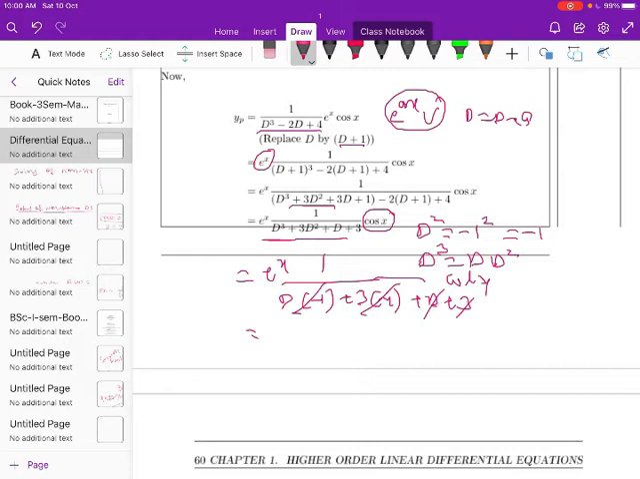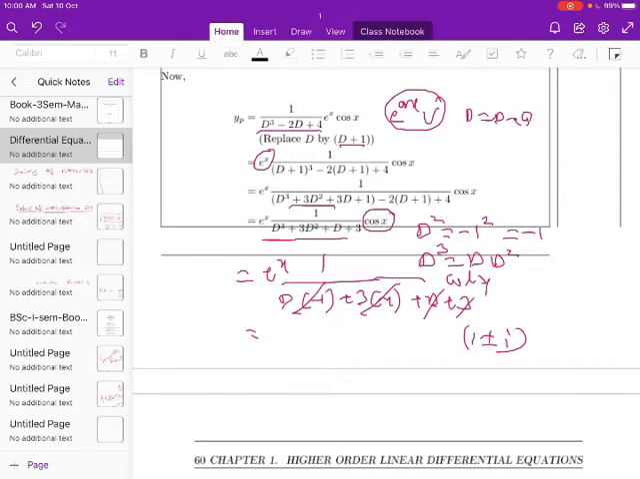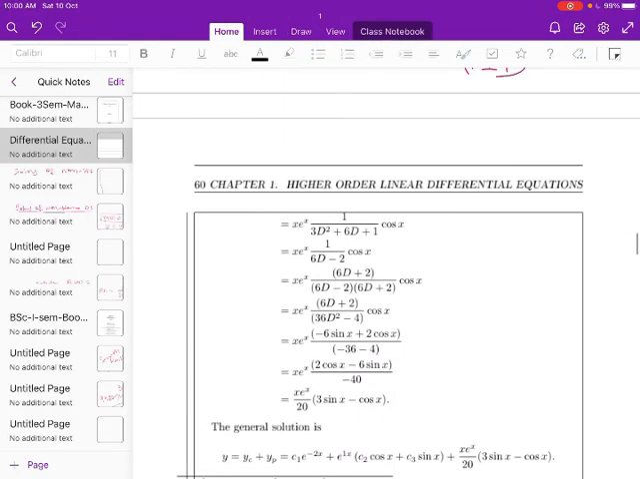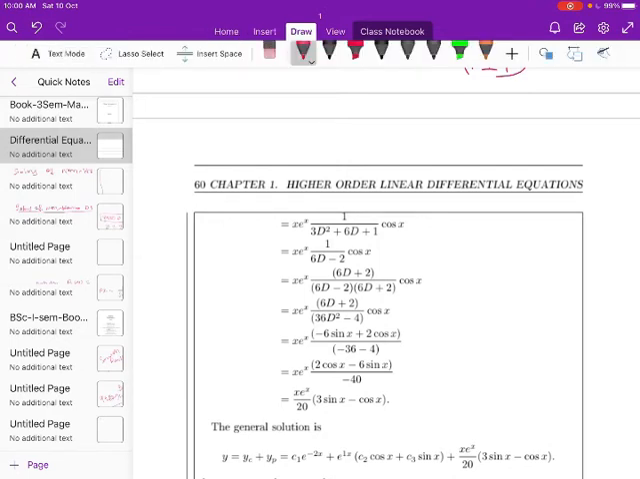So the denominator is 0, and we cannot solve the problem directly. Now what to do? We understood that 1 plus or minus i are the roots of the auxiliary equation. So there is a simple way to solve the problem here. If the denominator is 0, multiply by x in the numerator and differentiate the denominator. The differentiation of the denominator with respect to d is 3d square plus 6d plus 1, into cos x.